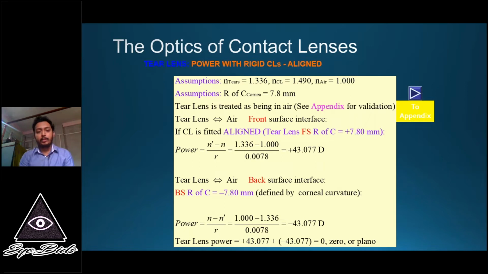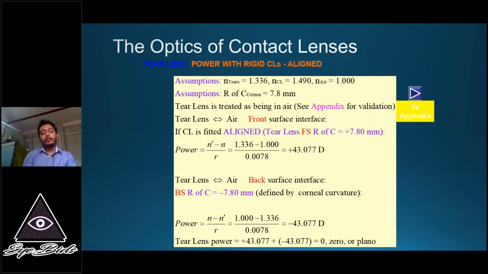So 1.33 minus 1, divided by, and it's very, very important, the radius of curvature has been given as 7.8 in millimeters, but this formula is for meters. We have to convert that also into meters. So it has to be 0.0078, and the power we got is 43.077. And then if we go for the back surface, now it is n minus n dash, meaning the refractive index of the air minus the refractive index of the tear.